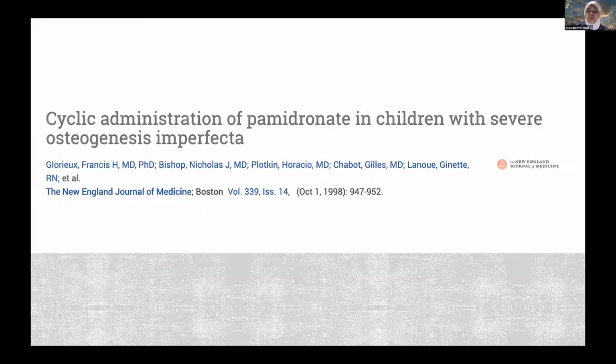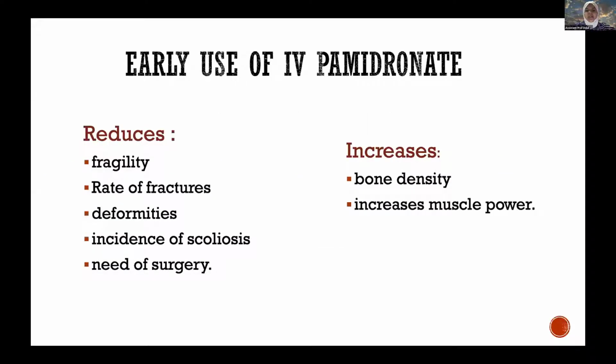So Dr. Glorieux, since '98, started talking about giving these children IV pamidronate. It took him a few years until he finally wrote a final paper on what to give and when to give it. And his final treatment is to start it as soon as 6 months of age.